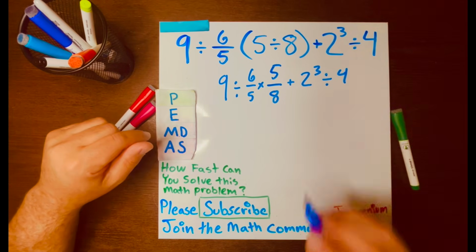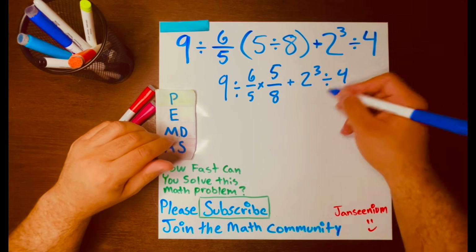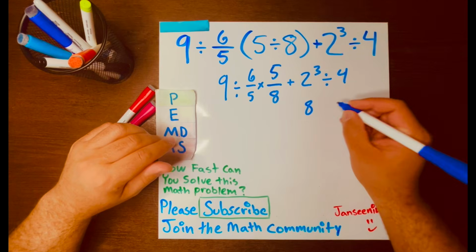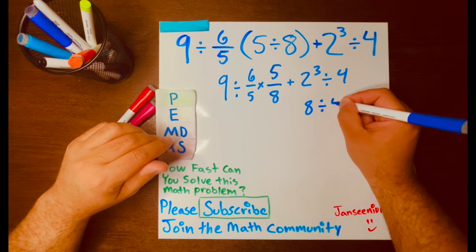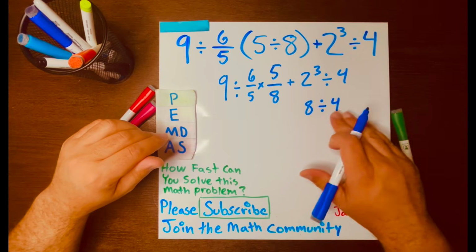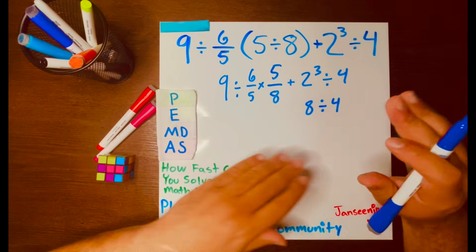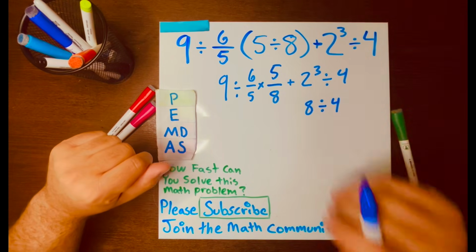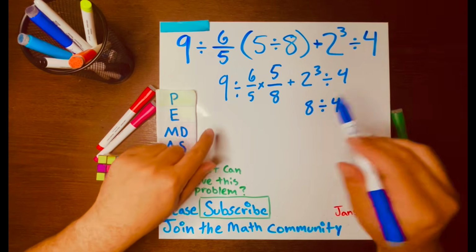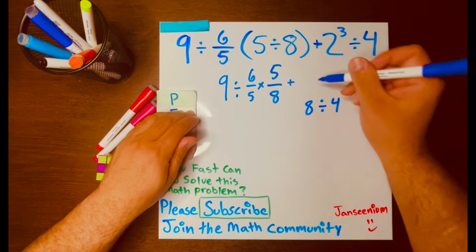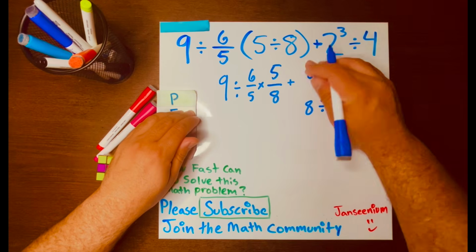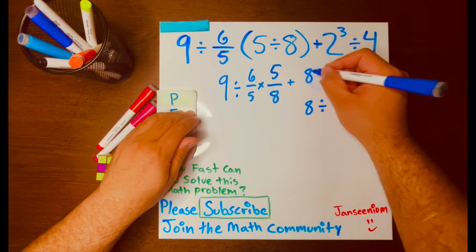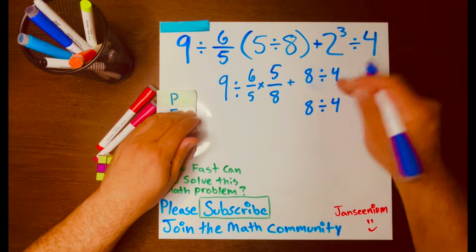So exponent goes first. 2 times 2 times 2 is 8, divided by 4. And I want to keep it this way, 8 divided by 4, because you'll see later in the video. Next, you tell me, do I start with, and I'll write this in so we don't get confused. So 8 divided by 4.